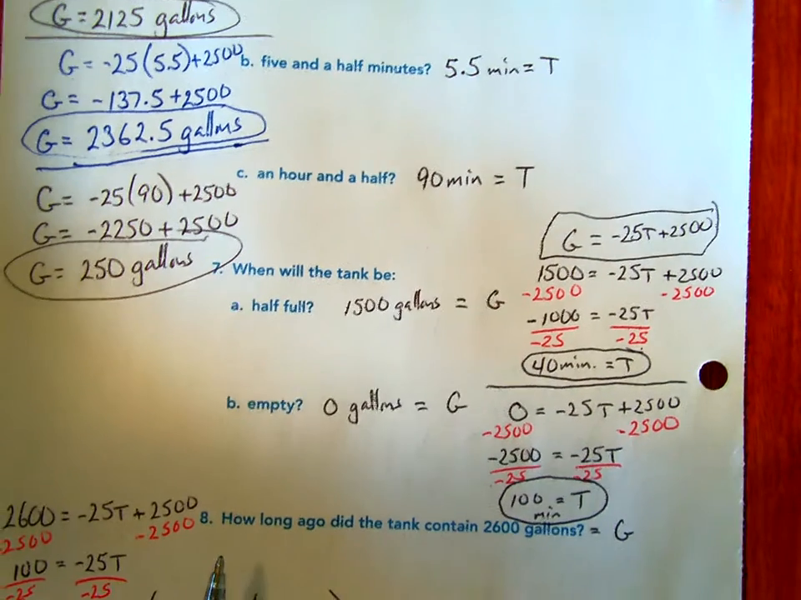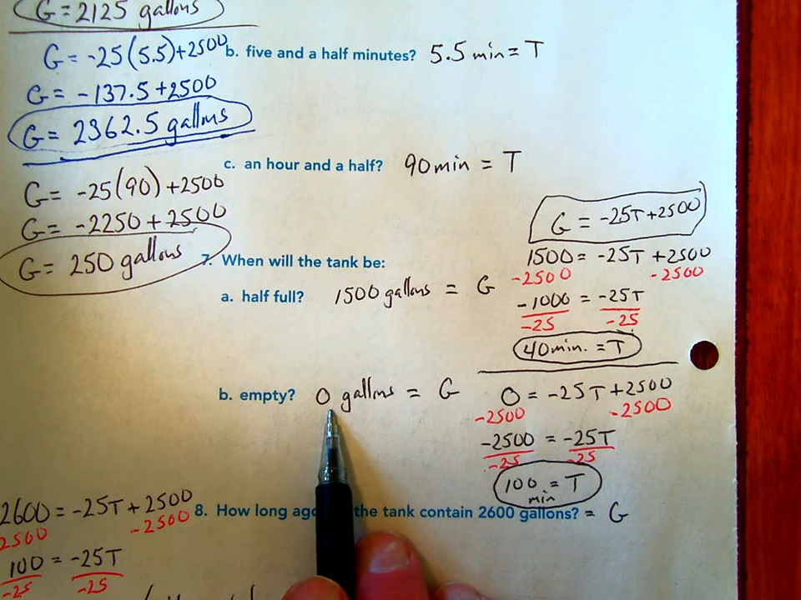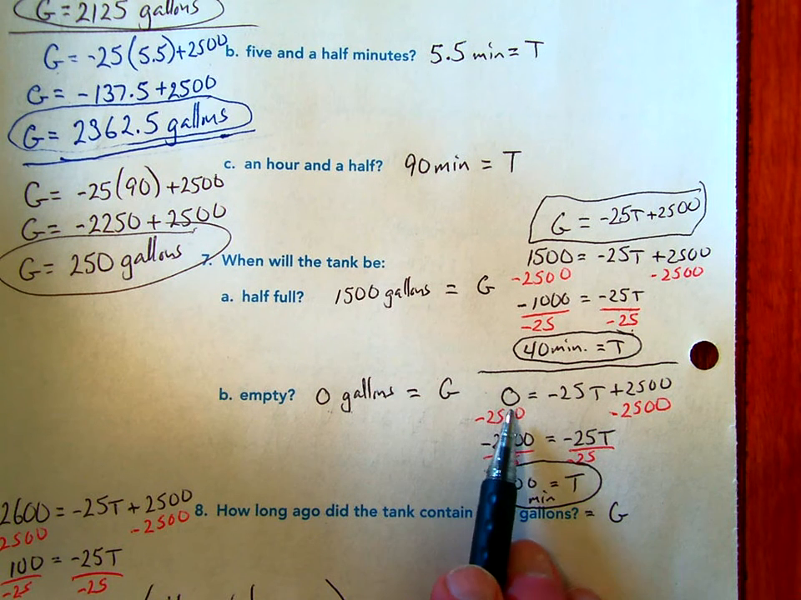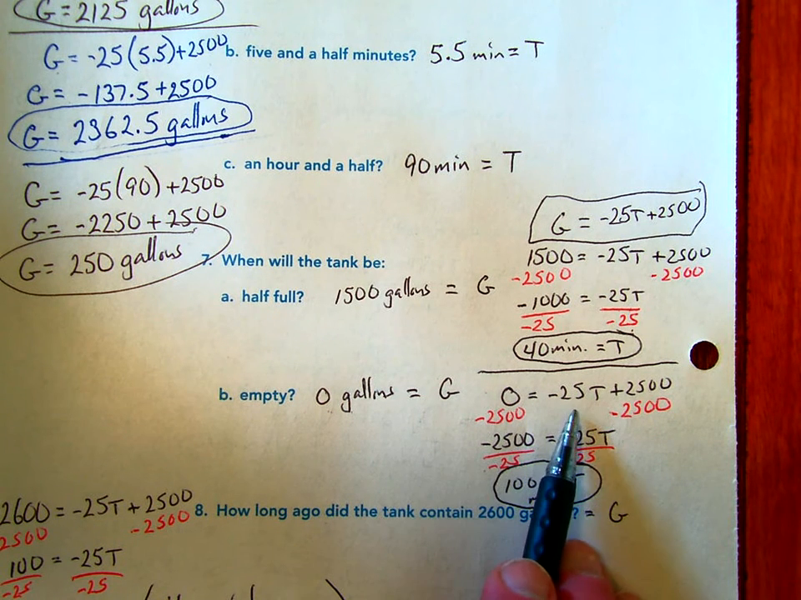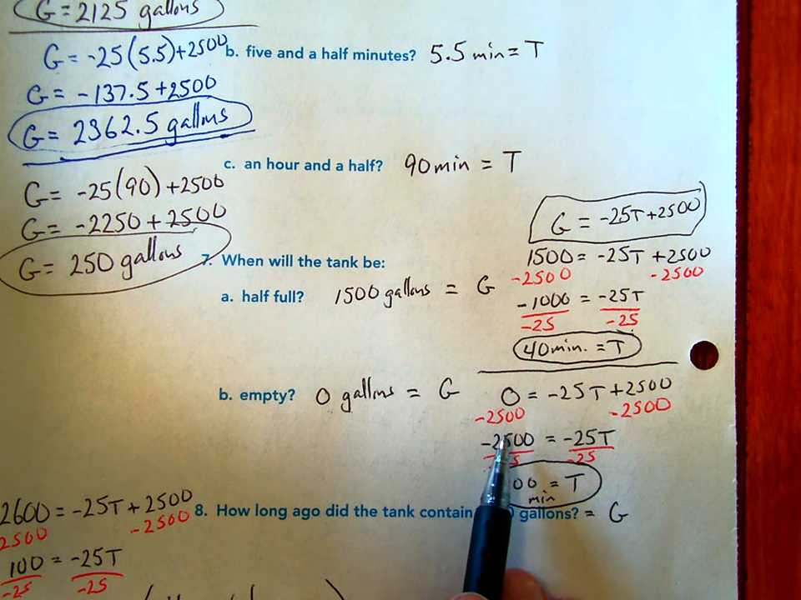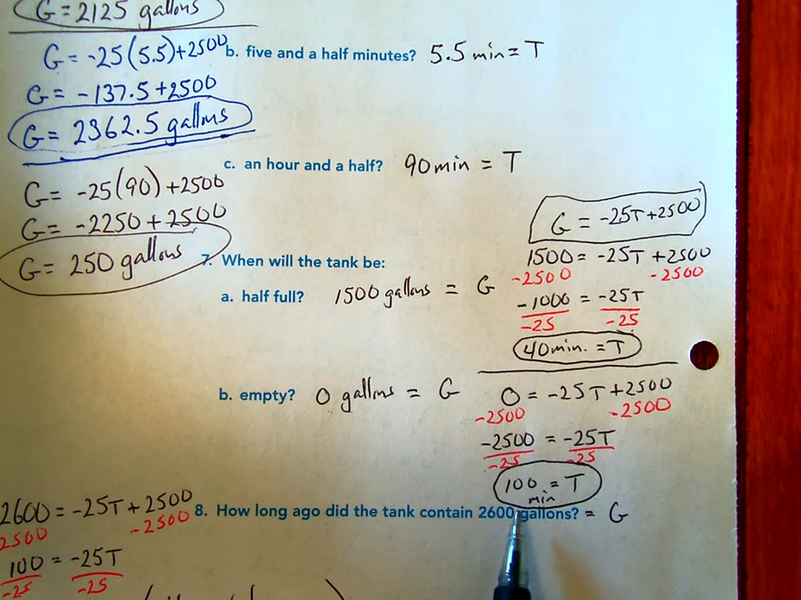When will it be empty? So empty is 0 gallons. So let 0 equal G. 0 equals negative 25T plus 2,500. Subtract 2,500 from both sides. Negative 2,500 equals negative 25T. Divide both sides by negative 25. 100 minutes equals T.